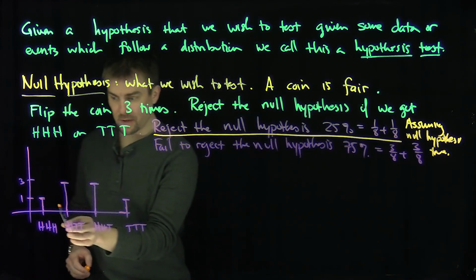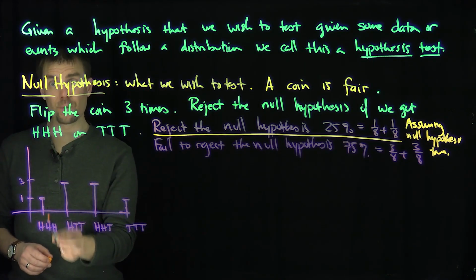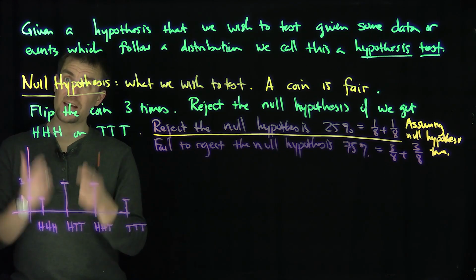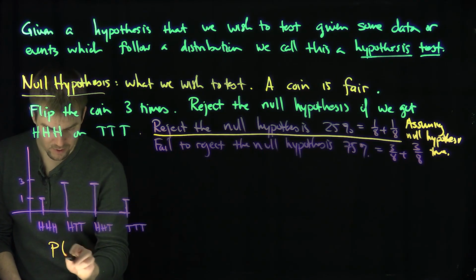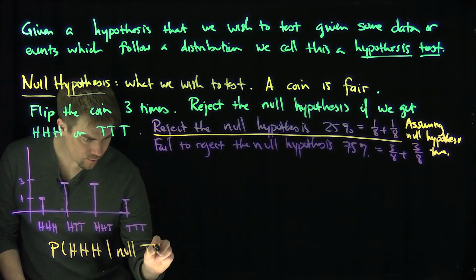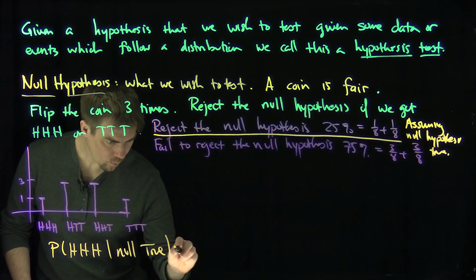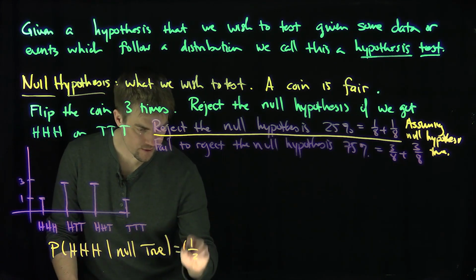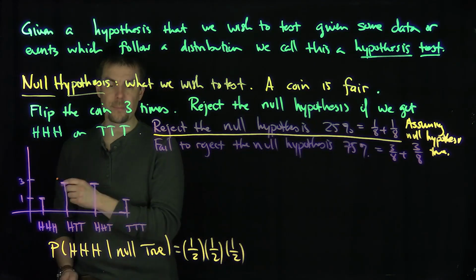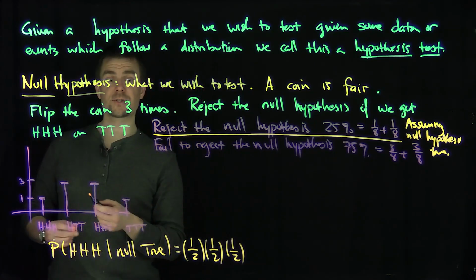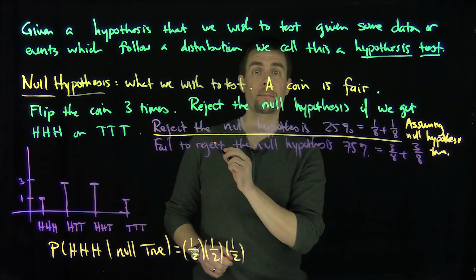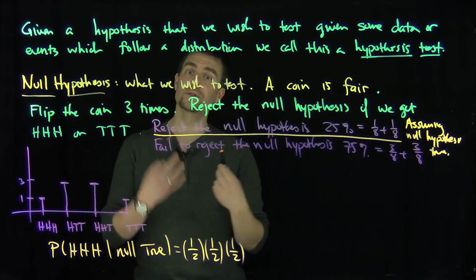When I made this histogram, I assumed that the coin was fair. So I have a 1/8 chance, a half times a half times a half, of getting heads, heads, heads. The probability of heads for a fair coin is 1/2, and then 1/2. So I'm assuming the null hypothesis is true in order to make this histogram. So we reject the null hypothesis, assuming it is true, 25% of the time. That's called the significance level, or a type 1 error.